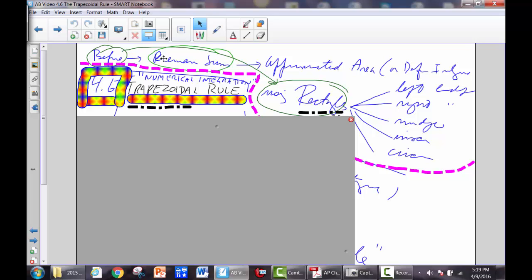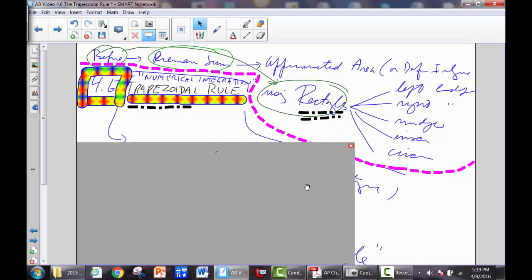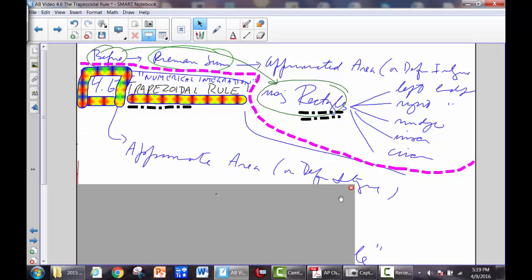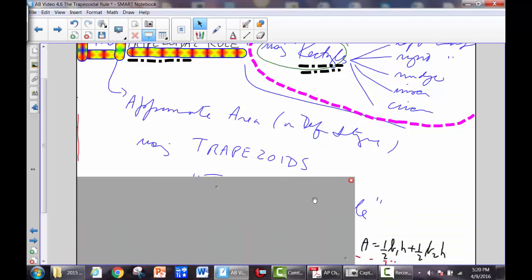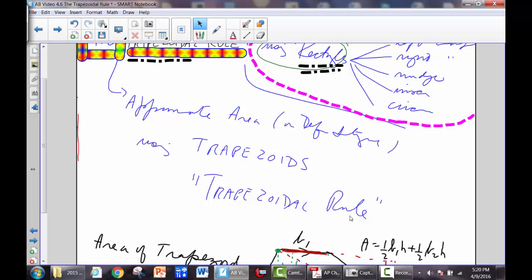Before, we were dealing with Riemann sums, which is approximating the area or the definite integral by using rectangles, either left endpoint, right endpoint, midpoint, inscribed, circumscribed, and they will tell you which one. Now, instead of using rectangles, we're going to use trapezoids. This is called numerical integration, because you're approximating. Riemann sums is also numerical integration. So approximate the area or the definite integral using trapezoids, and that's called the trapezoidal rule.